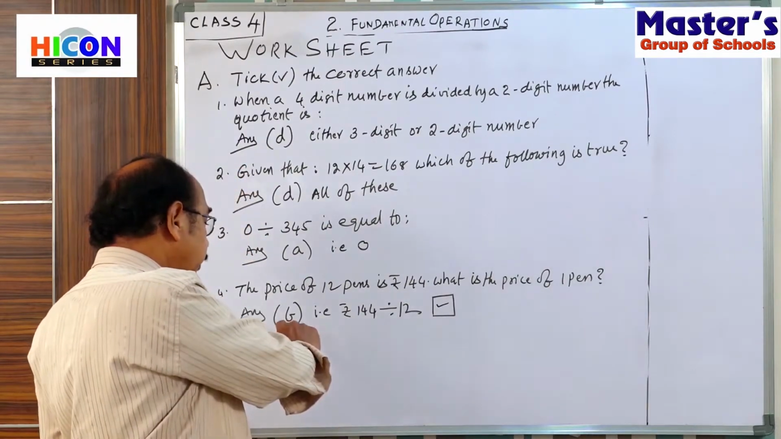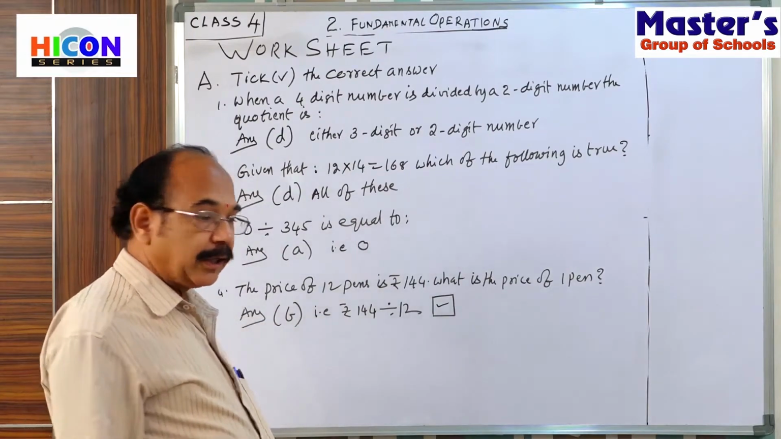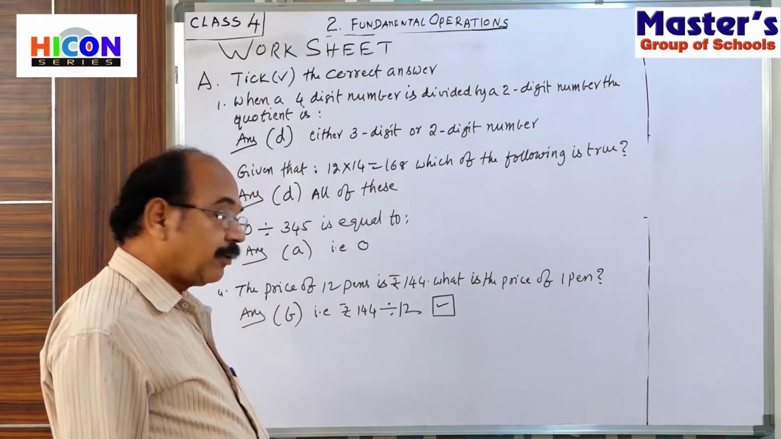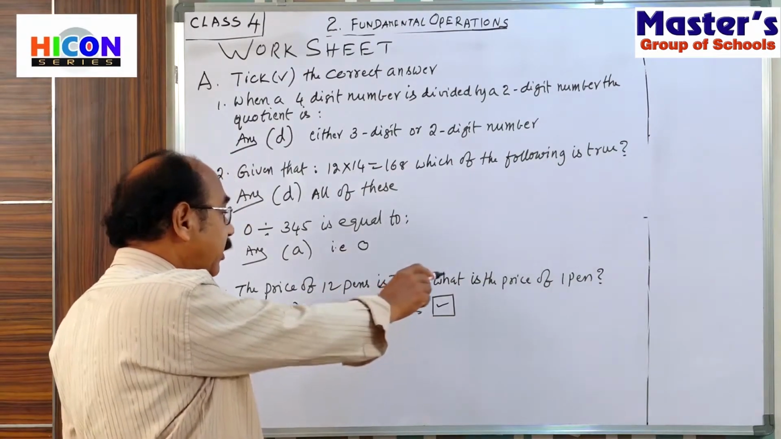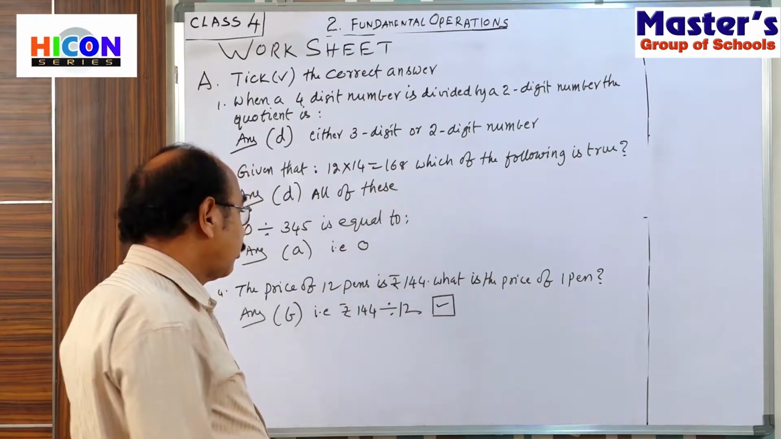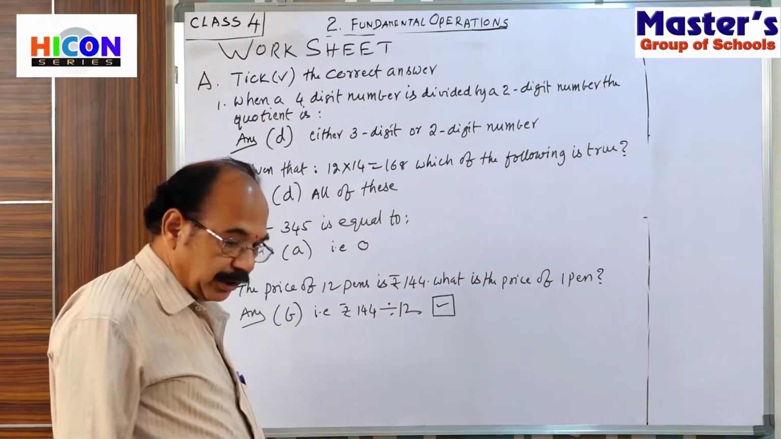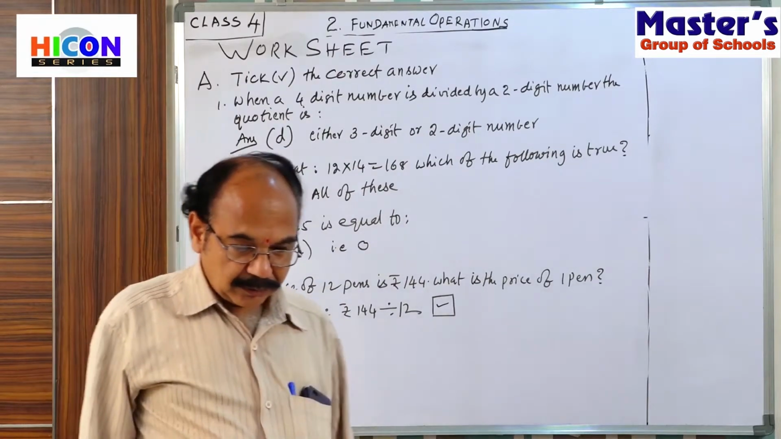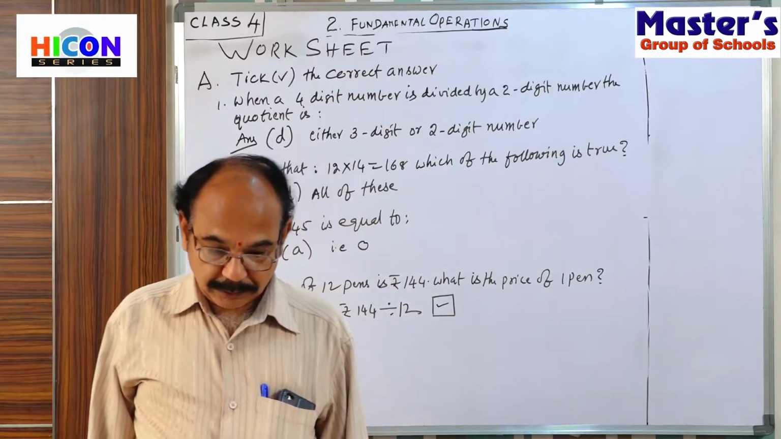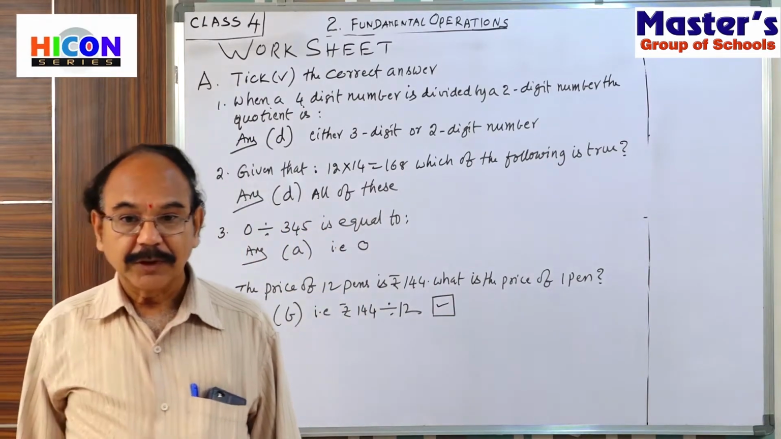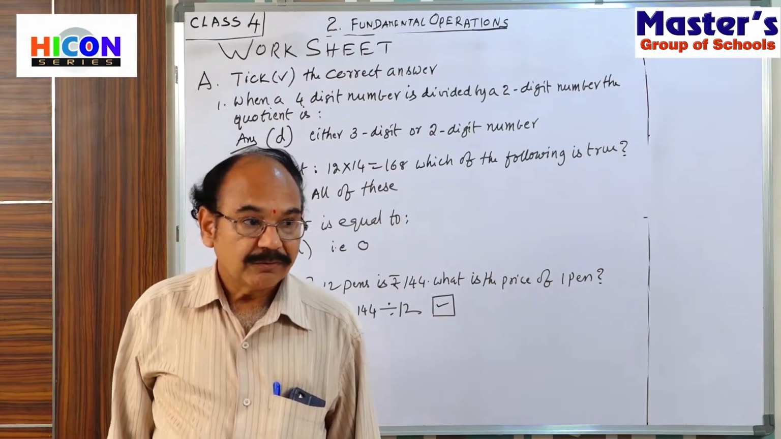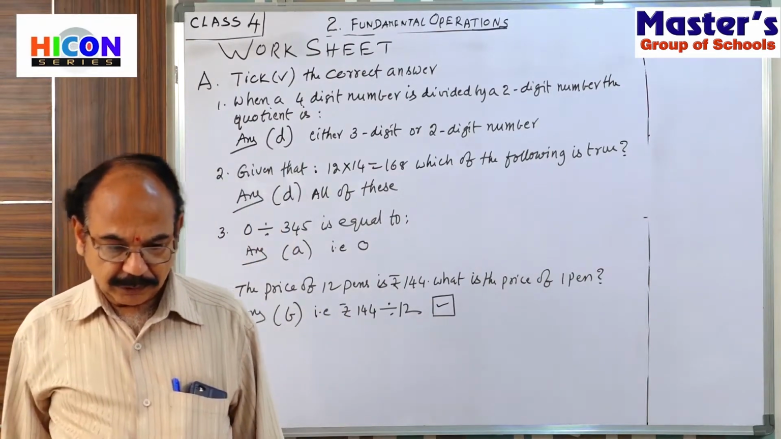So which option is correct? B option is correct. By the division operation, we can get the cost of 1 pen. Okay, children, now we are going to B. Divide the following.